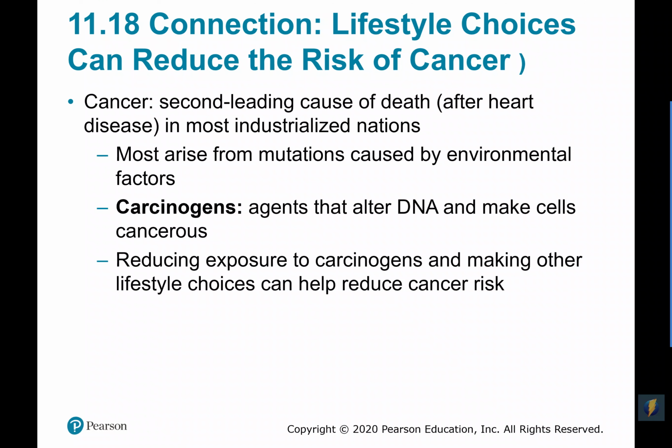And a lot of times the mutations that occur are due to environmental factors. So for instance, if you're out in the sun too much and you don't put any sunscreen on, or if you are exposed to other carcinogens. A carcinogen is essentially any agent that can alter the DNA and lead to the development of cancer. So if you reduce your exposure to carcinogens, then sometimes you can reduce your risk of developing cancer.